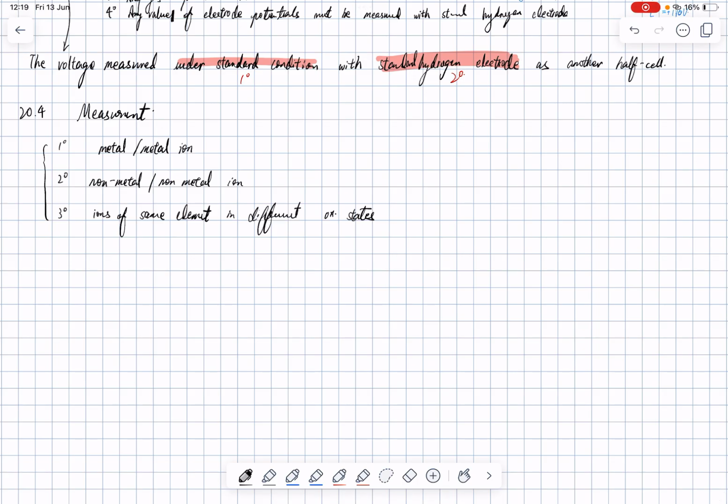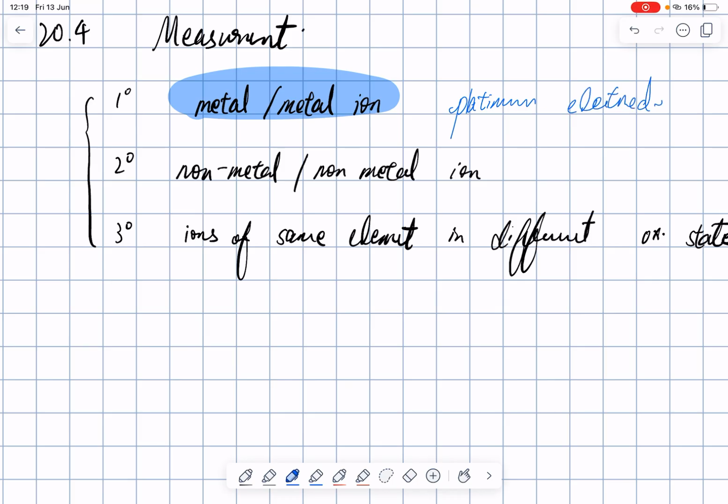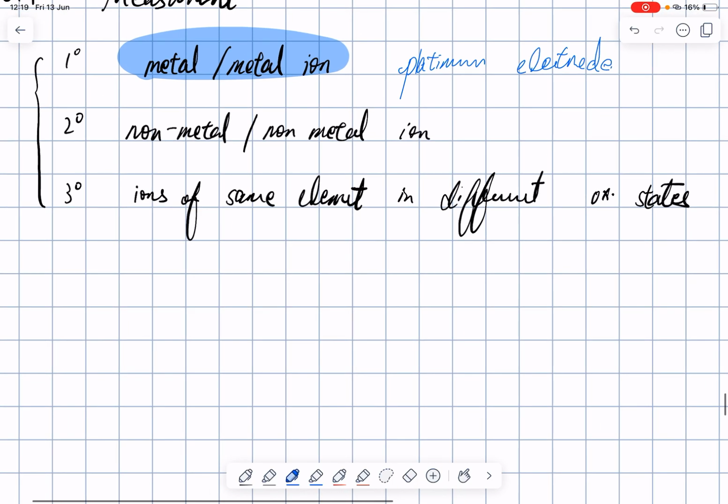Okay, we are doing it part by part. All of us know how to measure the first one. The key point is you use a platinum electrode. We always use a platinum electrode because it's more stable, it's more inert.